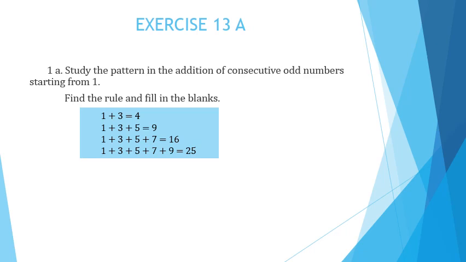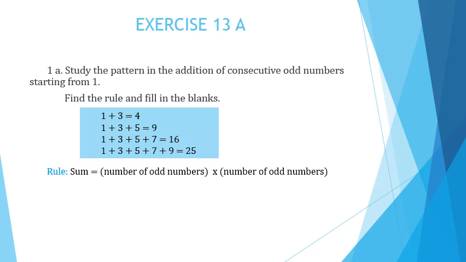So what is the rule that we get from this pattern? Well, the rule is: the sum of the consecutive odd numbers is equal to the number of odd numbers multiplied by the number of odd numbers. So children, in the first one, there are two odd numbers, 1 and 3. So 2 multiplied by 2 is equal to 4.